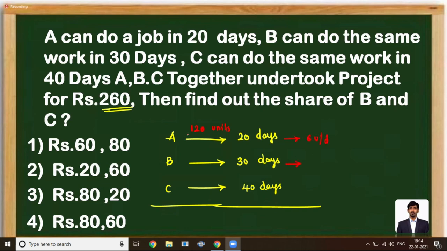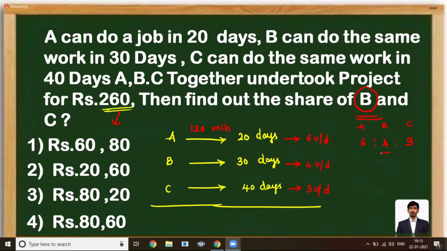B can finish 120 units in 30 days. That means he can finish 4 units in 1 day. C can finish 120 units in 40 days. That means he can finish 3 units in 1 day. The ratio of A, B and C is 6:4:3. So as per the data, they are asking us to find out the B share if the total amount is 260. So B share is how much?